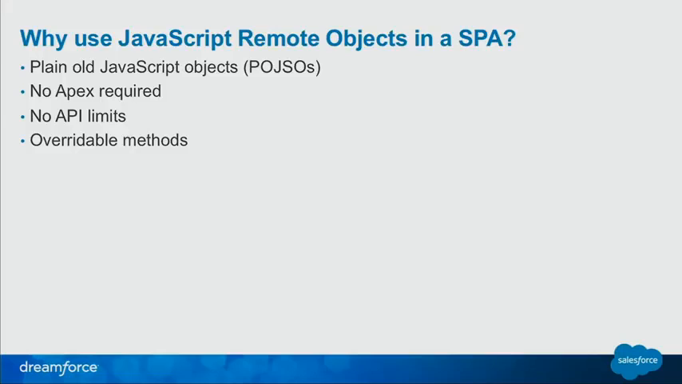Now, it is overridable. So let's say you do have some complex logic where you're manipulating multiple records at once. You can write Apex logic in the back end that allows you to do that complex logic and still leverage JavaScript remoting to actually call that method instead of the standard one. So it makes life a lot easier.